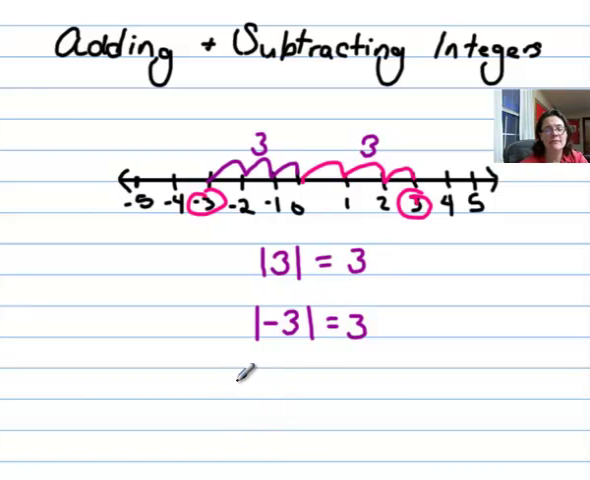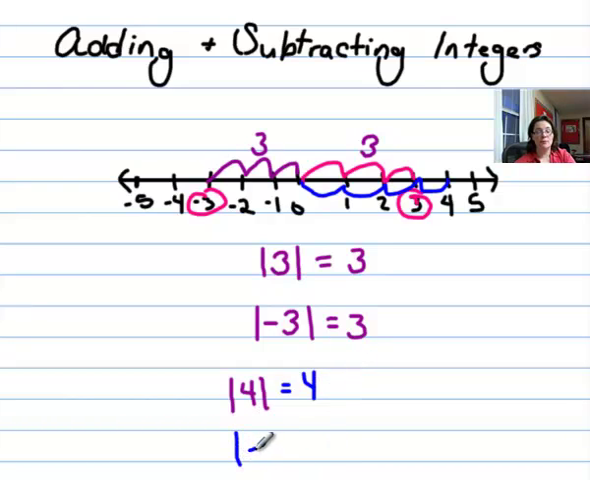So for example, if I had the absolute value of 4, let's use blue here so we can see it, it's 1, 2, 3, 4 steps away from 0. So the absolute value of 4 is 4. If I were to do the absolute value of -4, that itself is also 1, 2, 3, 4 steps away from 0. So again, my answer is +4.